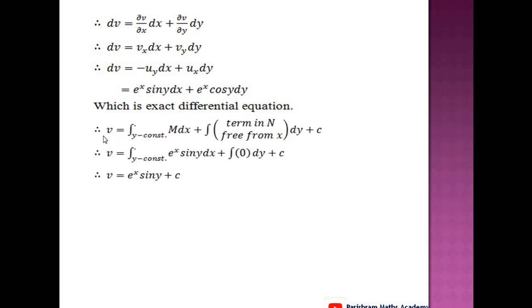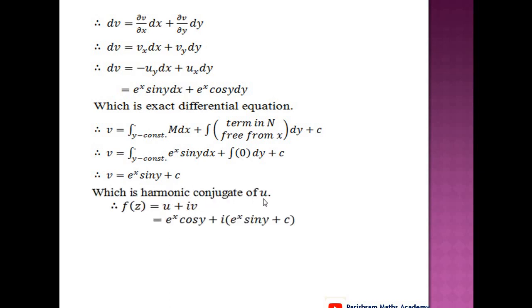And therefore the solution is given by v = integration of M dx by keeping y constant, plus integration of terms in N free from x dy, plus a constant. Therefore, integration of e^x sin y dx by keeping y constant, plus there is no term in the coefficient of dy free from x, and therefore we can take 0 dy. Integration of the first term with respect to x by keeping y constant, sin y is constant here, the integration of e^x is e^x, and therefore e^x sin y plus a constant, which is the value of v, and therefore we get the harmonic conjugate of u.